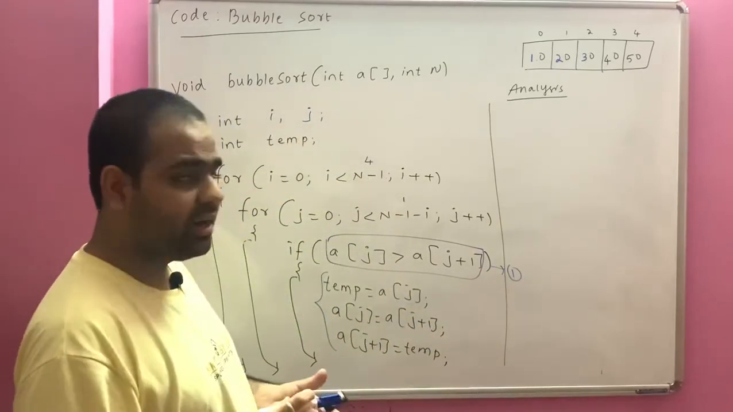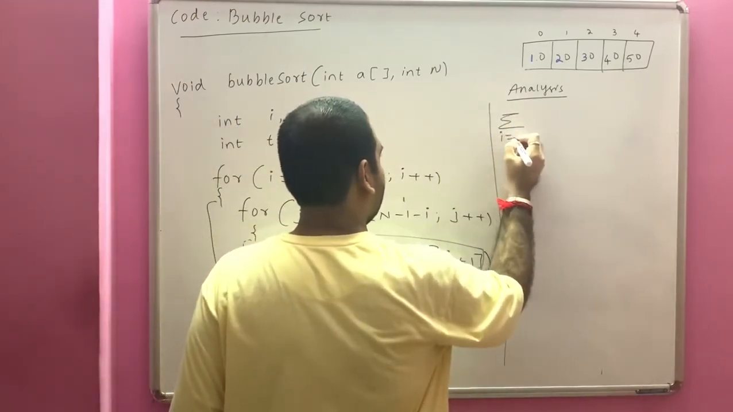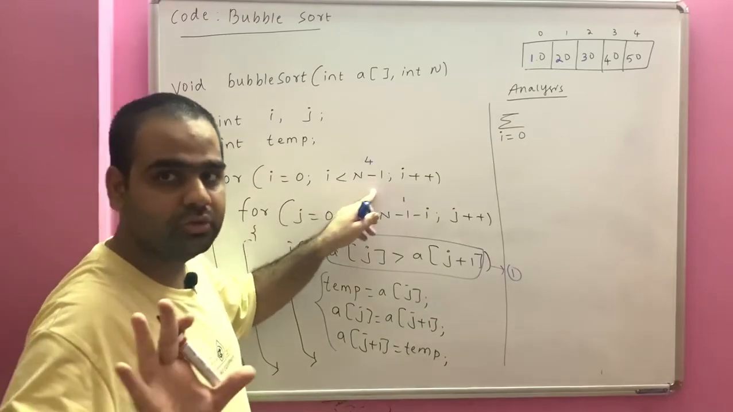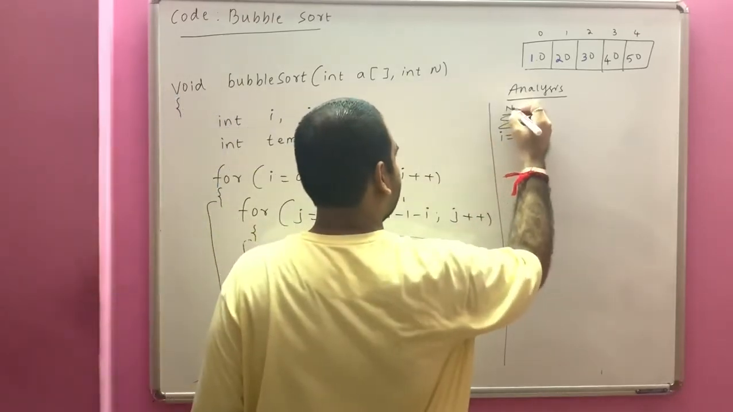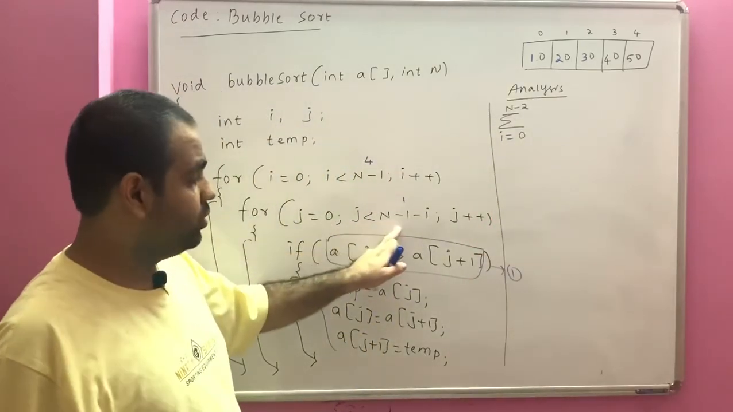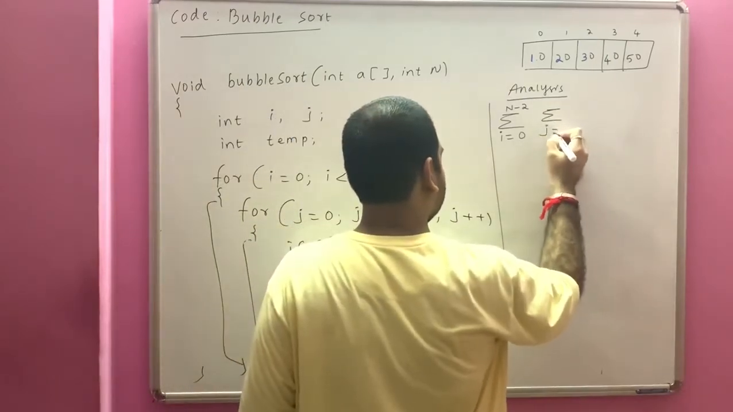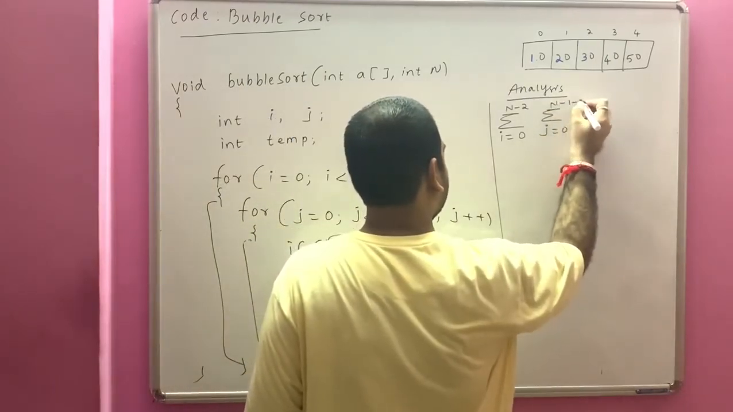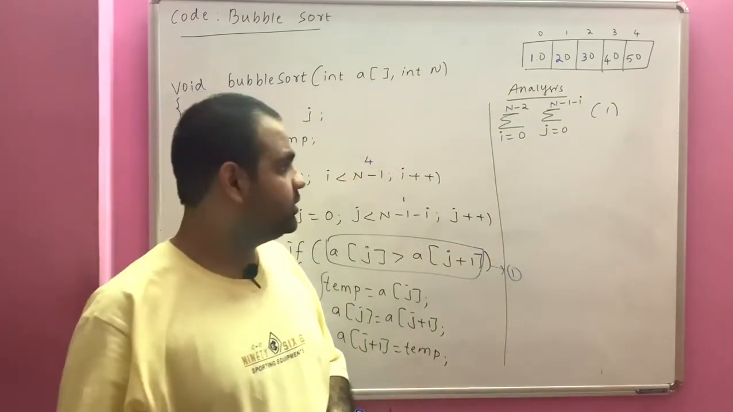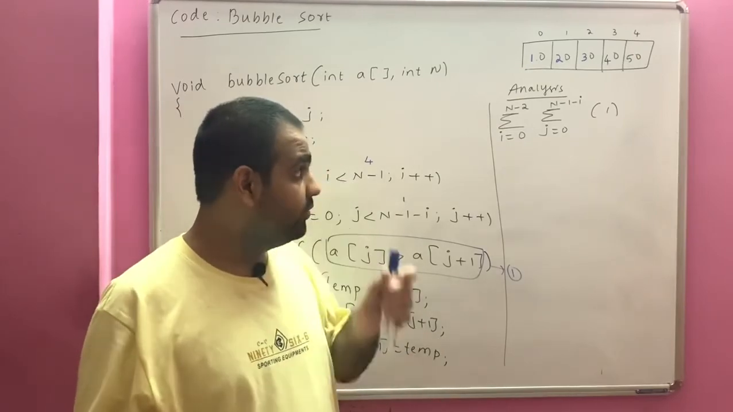Now if you want to write it mathematically, you can write it as summation i equals 0. It starts from 0 and goes up to n minus 2. It's not n minus 1, because less than n minus 1 is n minus 2. Again there is a summation, j equals 0 to n minus 1 minus i. And how many basic operations are there? One basic operation. Now how do we solve this?